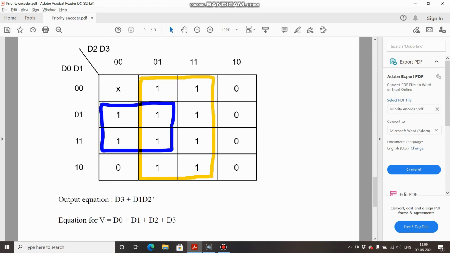Now the output equation for V. As told before, V is the valid bit indicator and it is only high when one or more inputs are selected or high. So the equation will be the OR of all the inputs: D0 plus D1 plus D2 plus D3. Now we will proceed to the Proteus simulation.